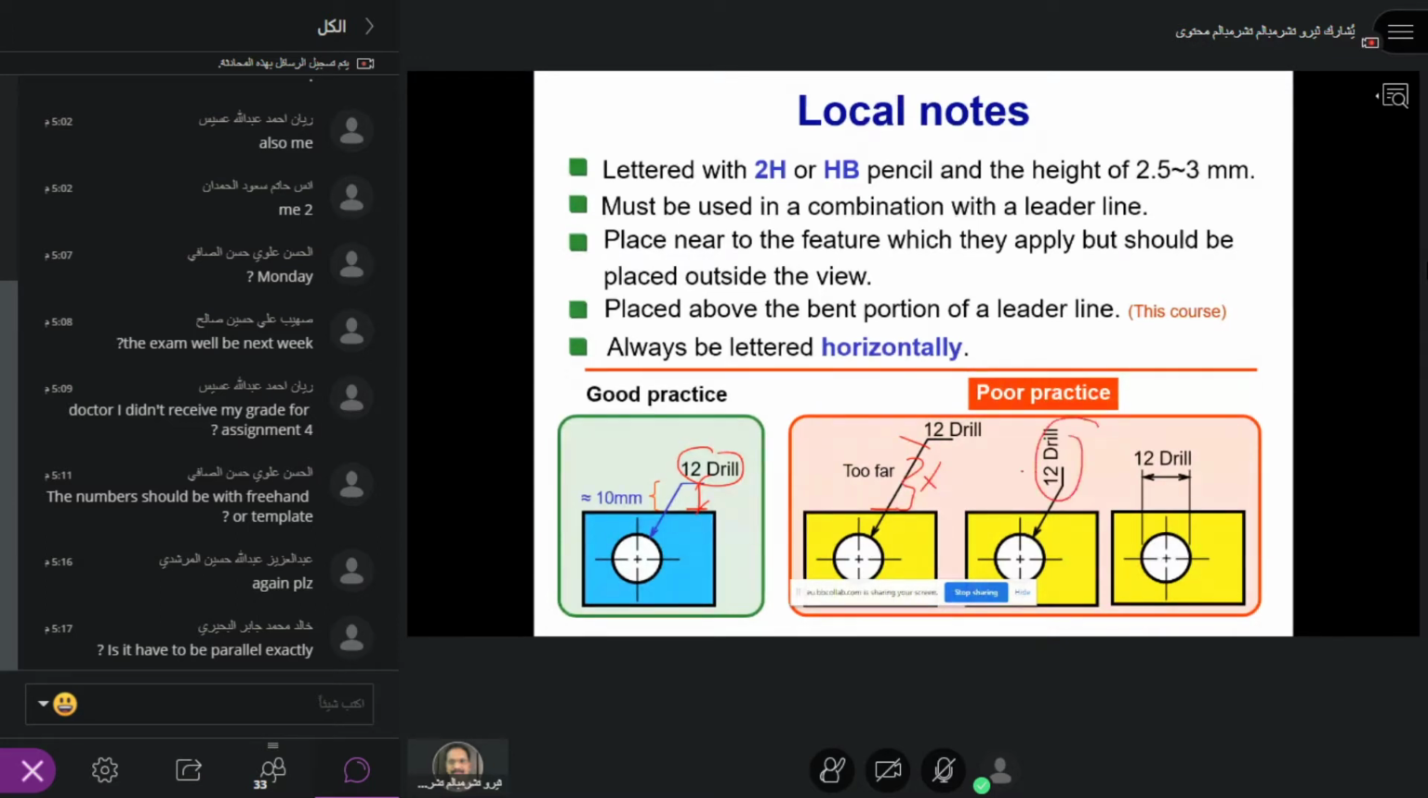Then this is vertical, wrong. And here it is already crossing the dimension line, the extension line. This is also wrong. So what you should do is do it like this, and if space permits, you can write it here, or you can use this. This is the right practice. This is actually wrong. You cannot put 12 drill like this. This is bad practice. So it's better to use the indicator line or the leader line.